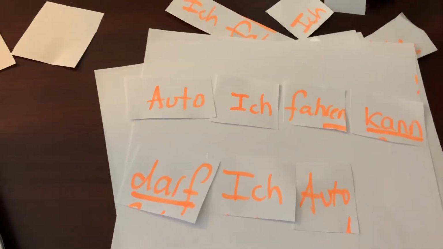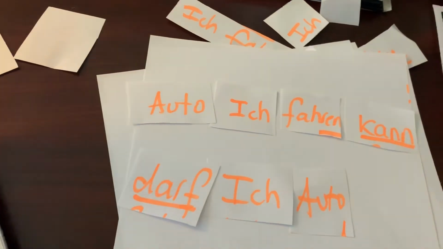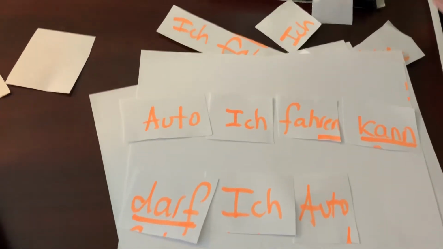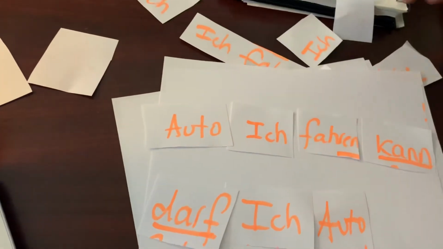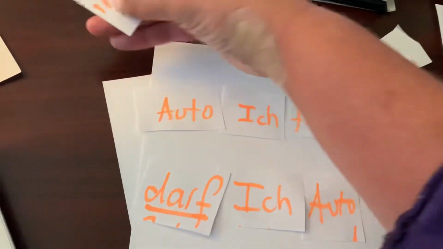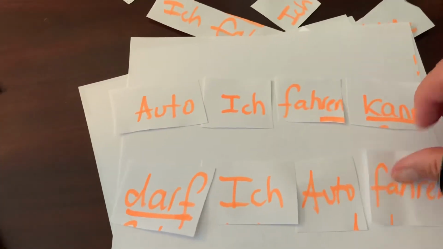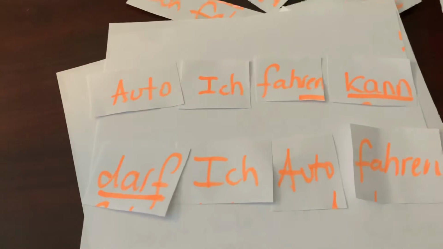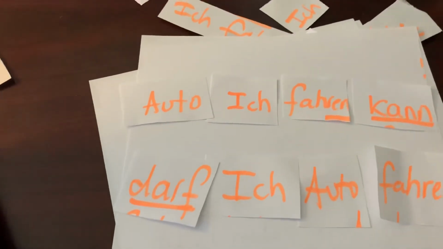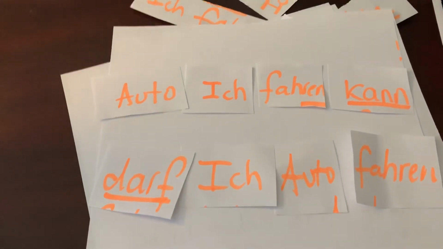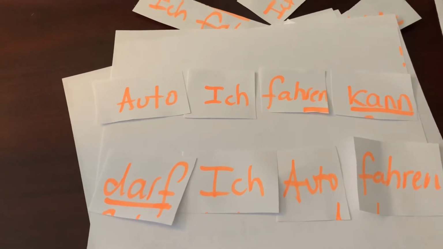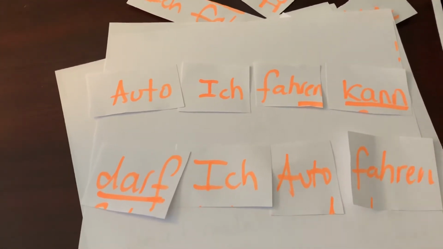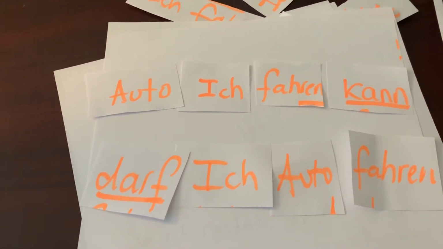Oh, I'm missing fahren in this sentence. Let me find fahren for this one. Somewhere over here. There it is. Okay, so these are your two sentences I want you to put back in order. And you can do that just on a Google Doc or whatever and hand it in. So the first one is Auto ich fahren kann. And then the second one is Darf ich Auto fahren.